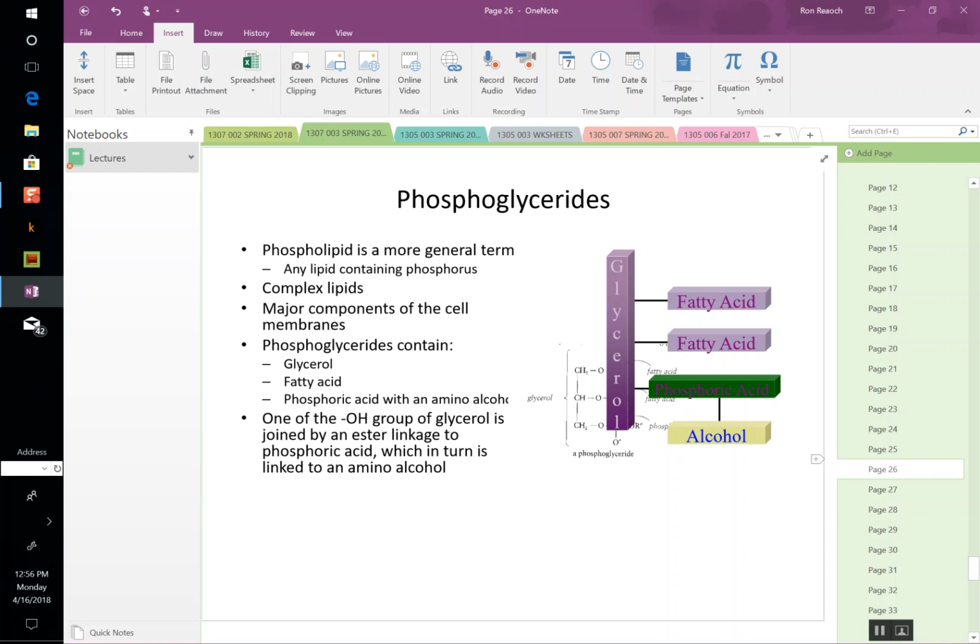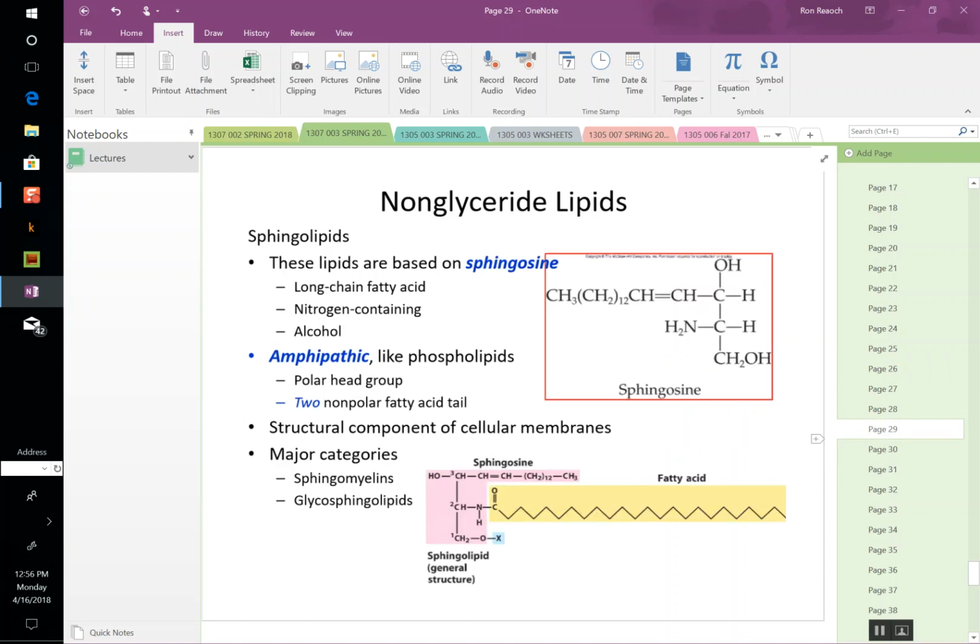This is a main component of cell membranes. In general, cell membranes. Okay. 26, 29. What did I want to show you on 29?